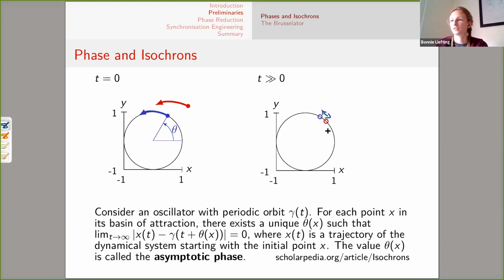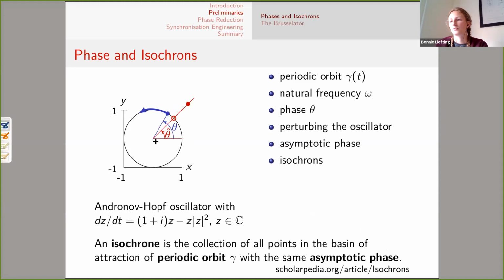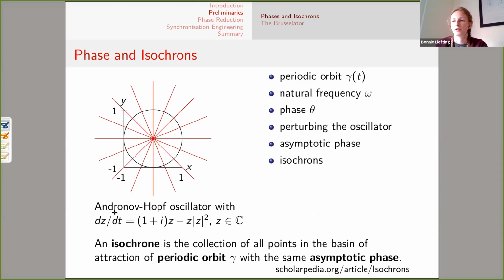But you can find a point that also started on the limit cycle, and that will, after a very long time, end up at the same place as this one. And when that's the case, you find its asymptotic phase because it would be the same as the phase of that point. So what you can then do is draw a line through all the points that have the same asymptotic phase. In the case of an Andronov oscillator, it will look like this. And all of these lines are points that have the same phase.